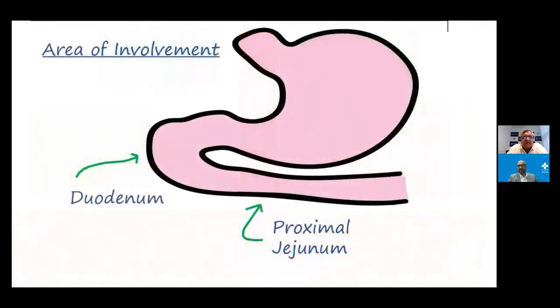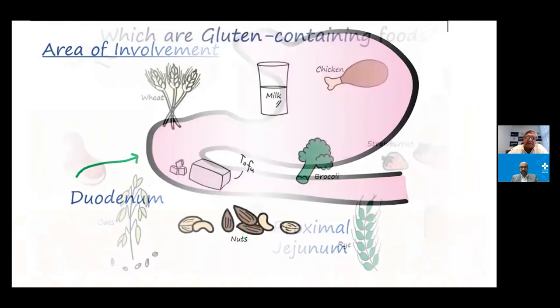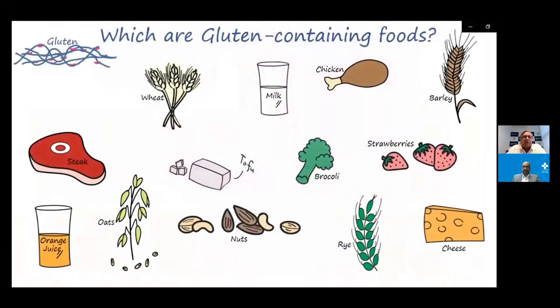The area of involvement is the duodenum and the proximal jejunum. These two areas are involved in absorption of nutrition. Gluten, as I said, is the trigger, and it is present in 3 of these foods. One is wheat, the other is barley, and the third is rye.